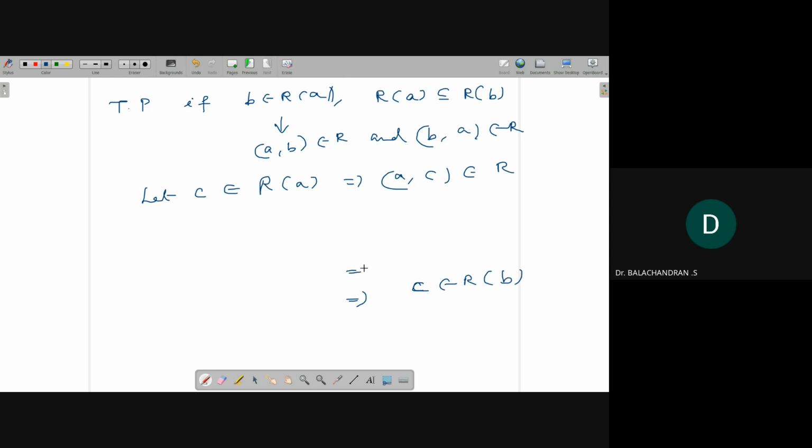So this implies B comma C should be in R. Now, B comma A in R, A comma C in R. By transitivity, directly you can write B comma C in R, from these two. So B comma C in R means C belongs to R of B.